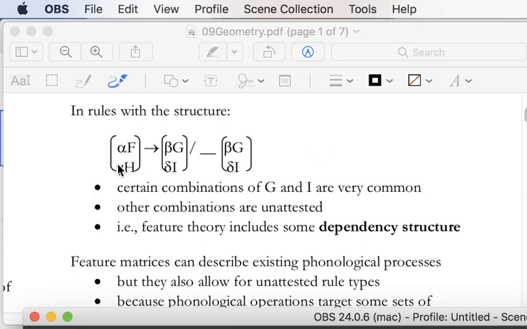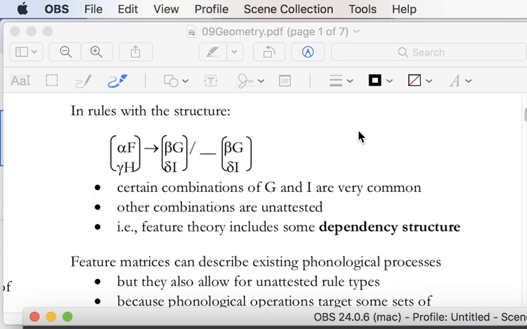So typical rule here, we're saying, hey, for all the natural class of segments that have alpha F and gamma H as features, change them to make them beta G and delta I in a context where the next thing is also beta G and delta I. So this is going to be a classic assimilation rule. Right? And we've already observed that, hey, these things here tend to be the same as these things here. That's what assimilation is. And we tried to address that through autosegmental theory.